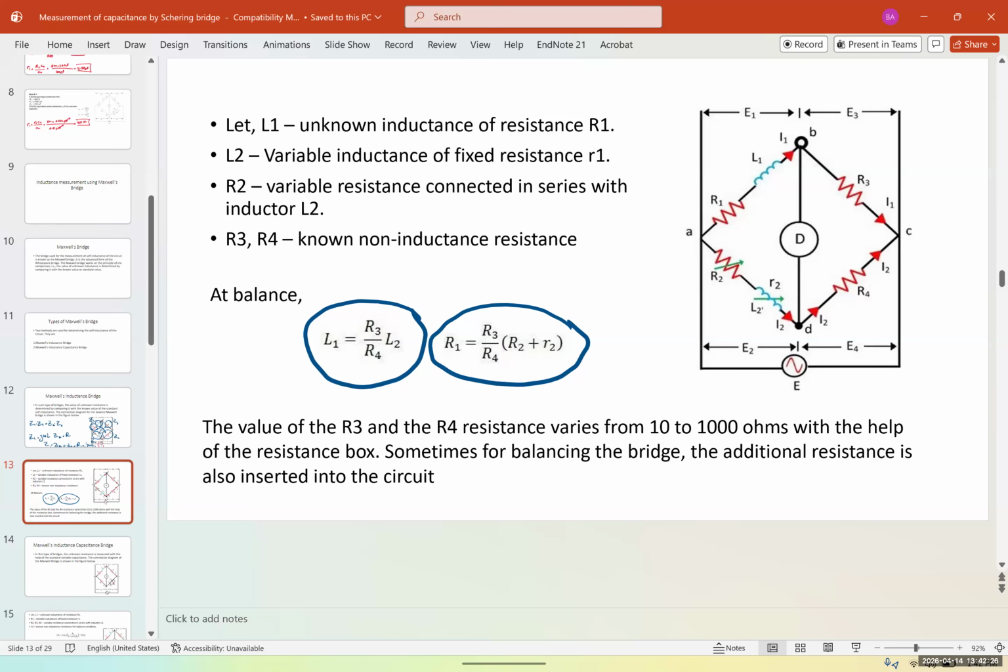And the capital R2, if it's much bigger than the resistance of the inductance, we can neglect that, but sometimes it's significant enough that we have to add that. So technically we're doing R3, R4 times the resistance in arm number 2, which is going to be the combination of capital R2 plus the lowercase r2 that we have. The value of the R3 and R4 resistance varies from 10 to 1,000 ohms with the help of the resistance box. Sometimes for balancing the bridge, additional resistance is also inserted into the circuit.